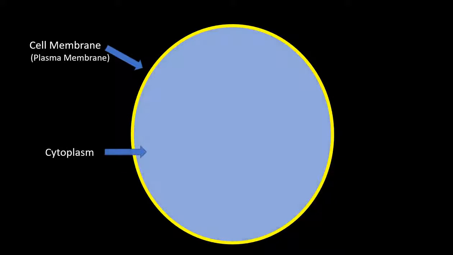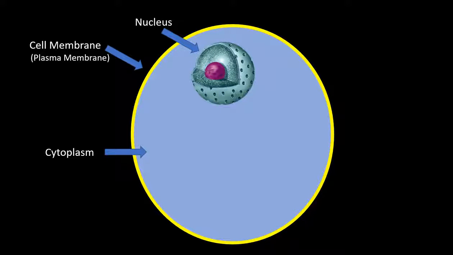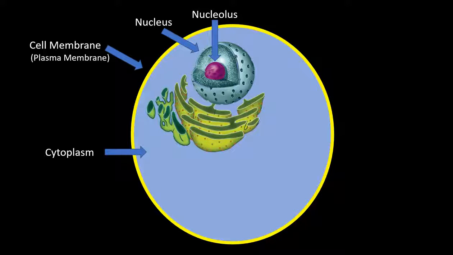Next, we have the cytoplasm, which is that jelly-like substance made up of water and proteins. Next, we have the nucleus, which is where the DNA is stored, in eukaryotic cells. Inside of the nucleus, we have the nucleolus, which is this darker structure, and that's where ribosomes are made. This continuation of the nucleus is the rough ER. The rough ER is studded with ribosomes, and it makes proteins for the cell.